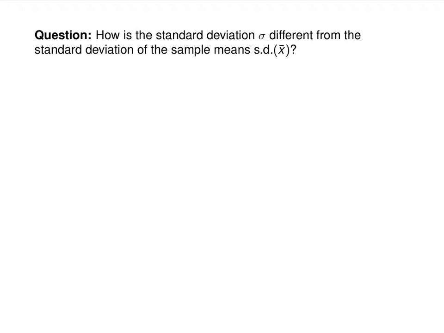So how is the standard deviation sigma different from the standard deviation of the sample means, SD of X bar? Let's pick a specific example. Let's suppose that the variable X is the weight of a random guy at UAF. That's the random variable. It's somebody's weight.